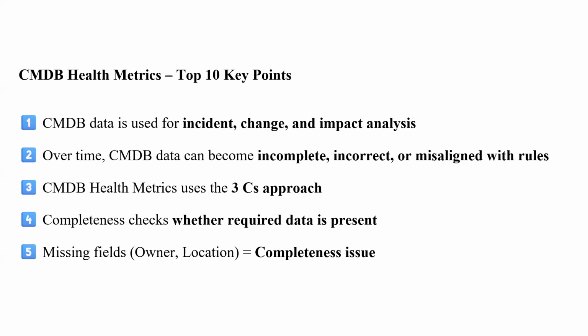Fourth one. Completeness checks whether the required data is present. I mean, it ensures all mandatory fields are filled. For example, a CI must include owner, location, and environment. Fifth one. Missing fields is a completeness issue. So required fields missing, completeness problem. For example, owner not assigned, location missing. So impact is the delay in incident resolution.